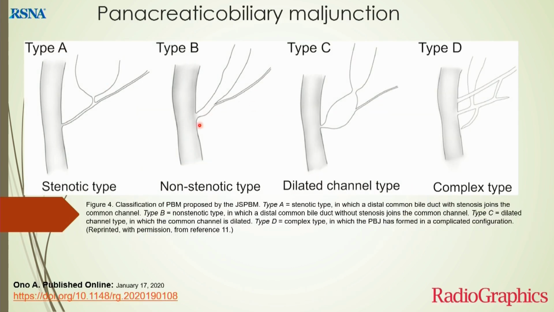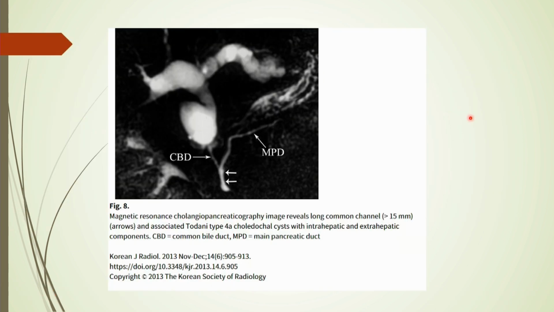There are four different types of pancreaticobiliary maljunction. Type A is the stenotic type, where there is stenosis in the distal part of the CBD. Type B is the non-stenotic type. Type C is the dilated channel type, where there is dilatation of the common channel. And type D is the complex type, where there is a complex communication between the pancreatic duct and the distal CBD. Here we can see an anomalous pancreaticobiliary junction with a dilated long channel and associated choledochal cyst type 4A.